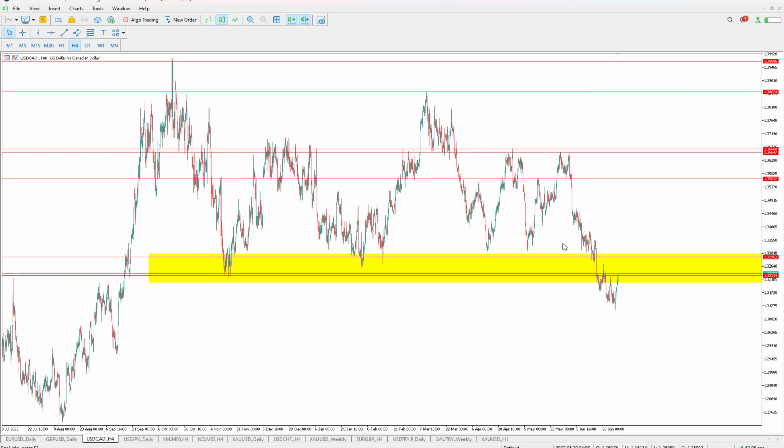USD against the Canadian dollar on the H4 time frame. It is reaching very soon 1.33. This is where I'd be looking for some bearish evidence to show up, then I would go short.